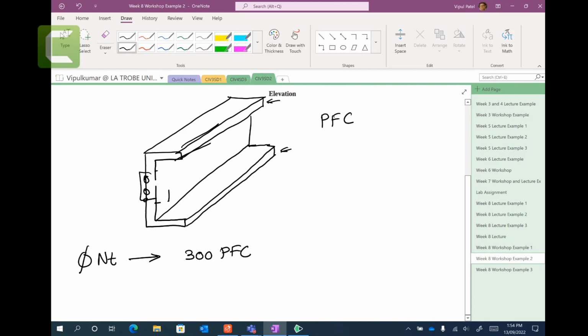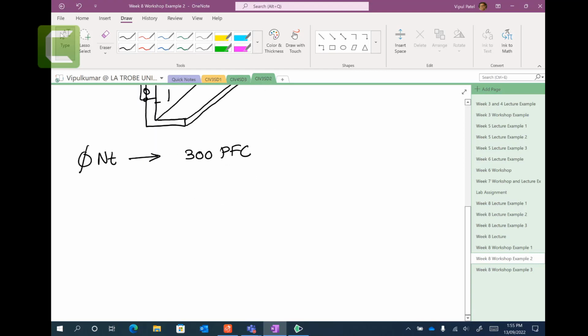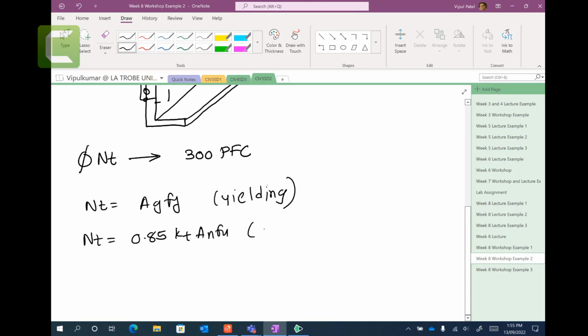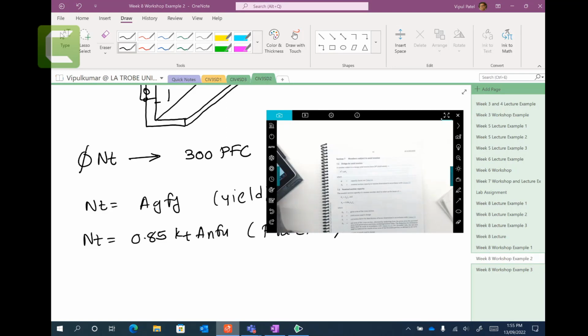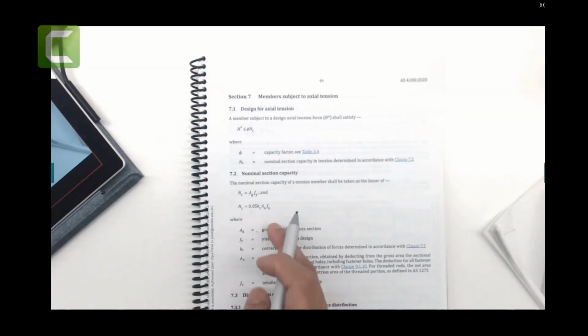Again, this is an analysis question, not a design question, because the section is known to us. I think analysis questions are simpler than design questions, but design questions are more challenging. It will challenge your understanding. But anyway, that's the analysis question. So again, you have two options. You have phi Ag Fy, which is your yielding, and you have 0.85 kt Anfu, and that is fracture. You know the story now, right? That's yielding and fracture, right?